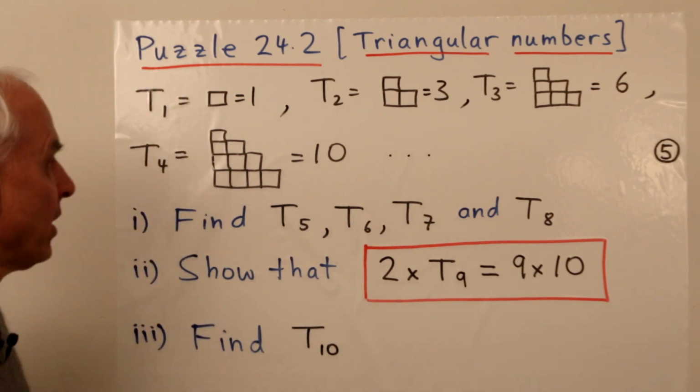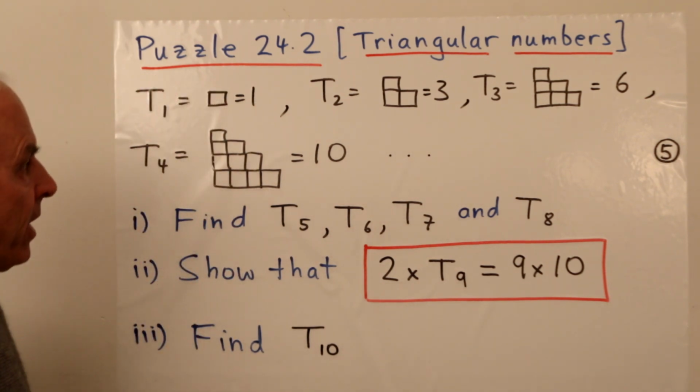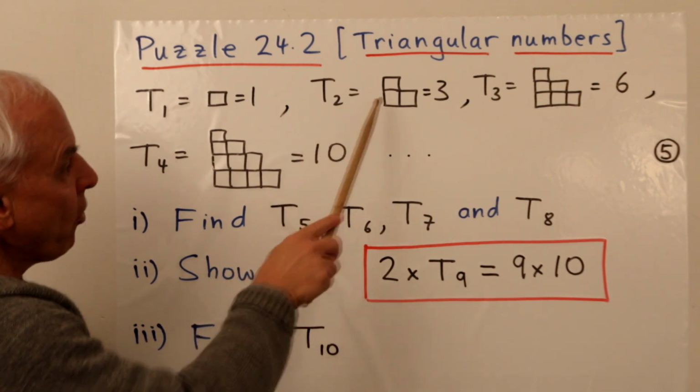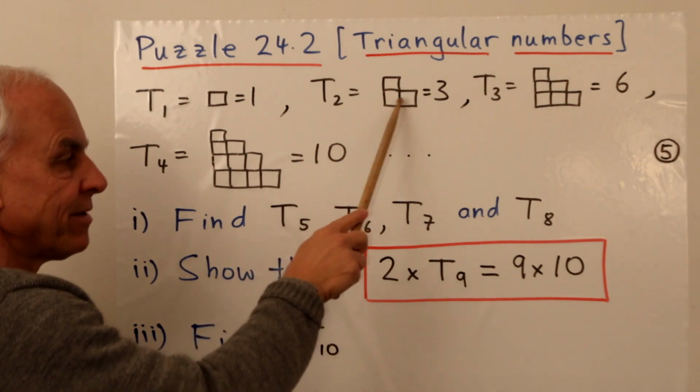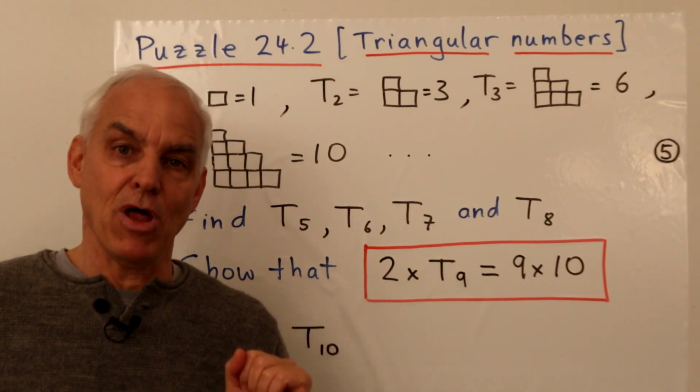Let's have a look. So T1 is just a single square, which is our number 1. T2 is formed with a single square, and then below it, the number 2, expressed as a little rectangle with 2 blocks.